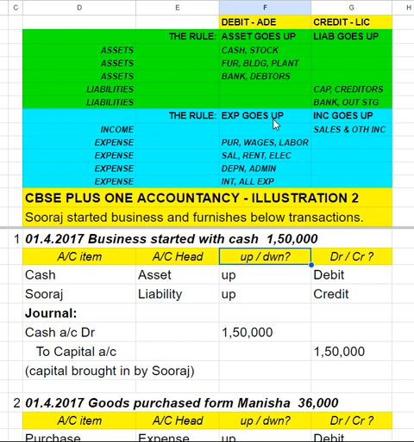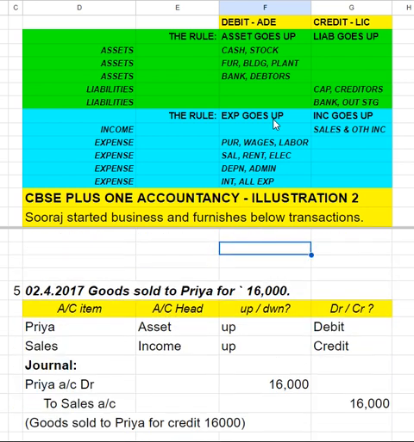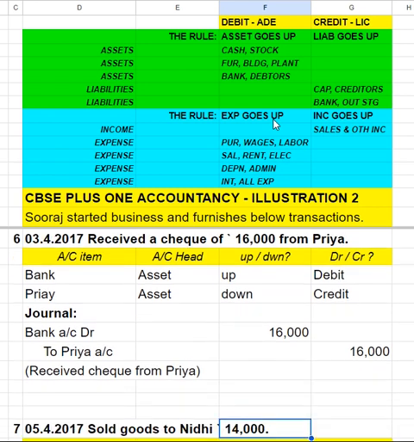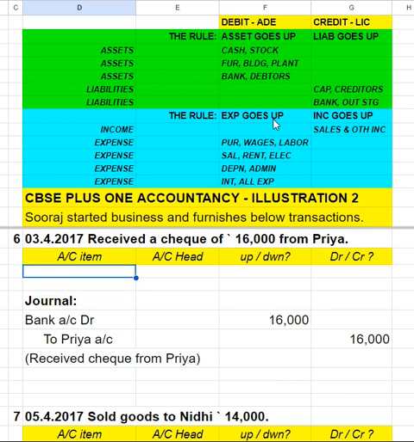Okay, now shall we go to the journal entry 6? Okay, this journal entry 6. Have a notebook and pen with you. I already wrote. Let me remove it. Okay. So I received a check of 16,000 from Priya. This is the transaction. So what are the possible accounts involved here?